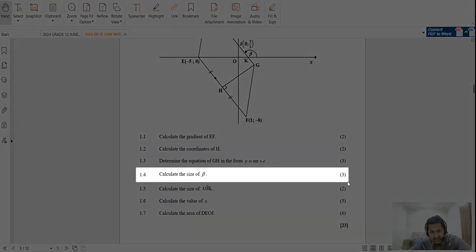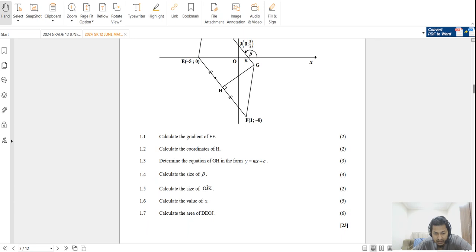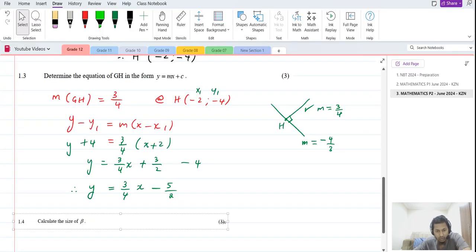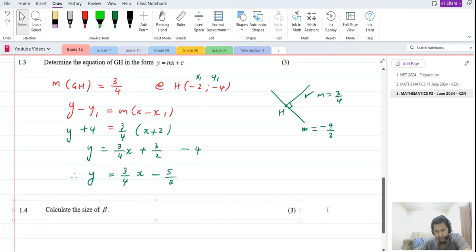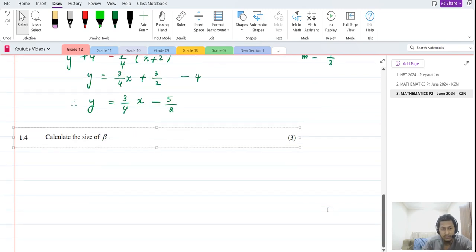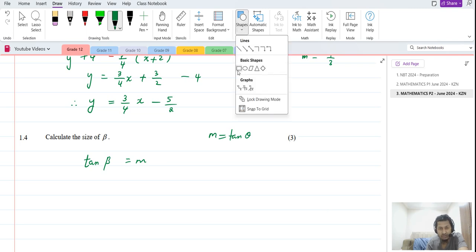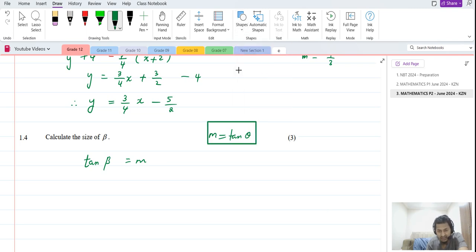To calculate the size of beta, which is an angle of inclination, if you remember the inclination angle formula from the formula sheet, it tells you m equals tan theta. Or let's write it as tan beta equals m. You'll find that m equals tan theta is one of the formulas given on the formula sheet. Now obviously in our case we don't have theta, we want to find beta.